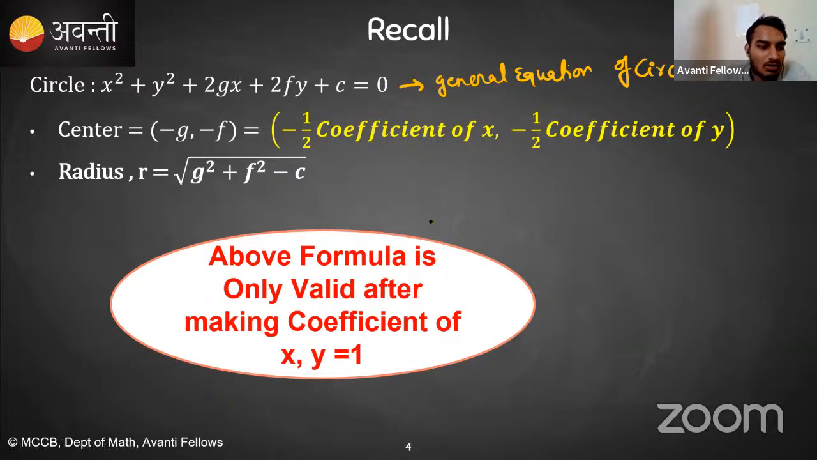And this thing we talked about, I said that this formula is valid only when you make the coefficient of x square and y square 1. After that you will apply this formula. So first make the coefficient of x square and y square 1. After that, whatever the coefficient of x you get, minus half times the coefficient of x is the x coordinate, and minus half times the coefficient of y will give you the y coordinate of the center. Okay.